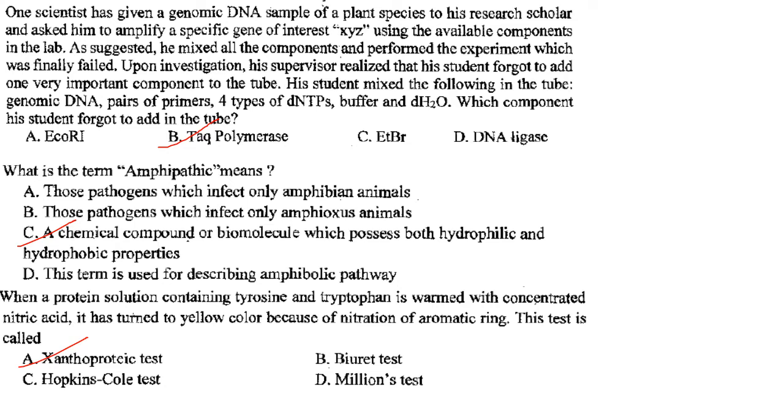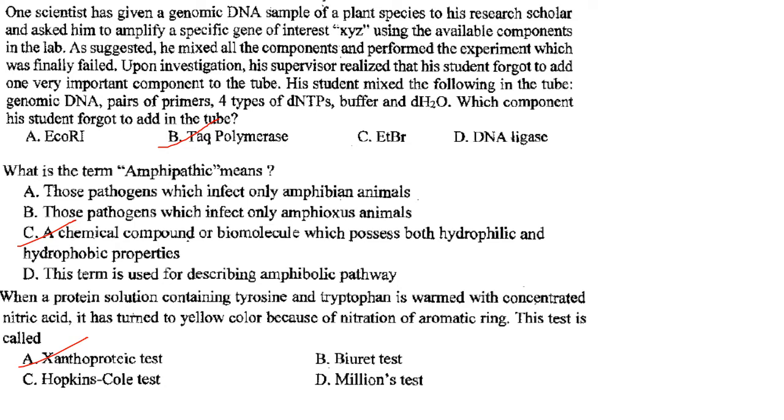So upon investigation, the student didn't get the result. The supervisor investigated what his student forgot to add, and he found that his student forgot to add one very important component into the tube. So what is that component? Out of all these components that are given here, Taq polymerase is missing in his PCR reaction. So naturally when Taq polymerase is missing, he will not get the amplified product. So answer is option B, that is Taq polymerase.